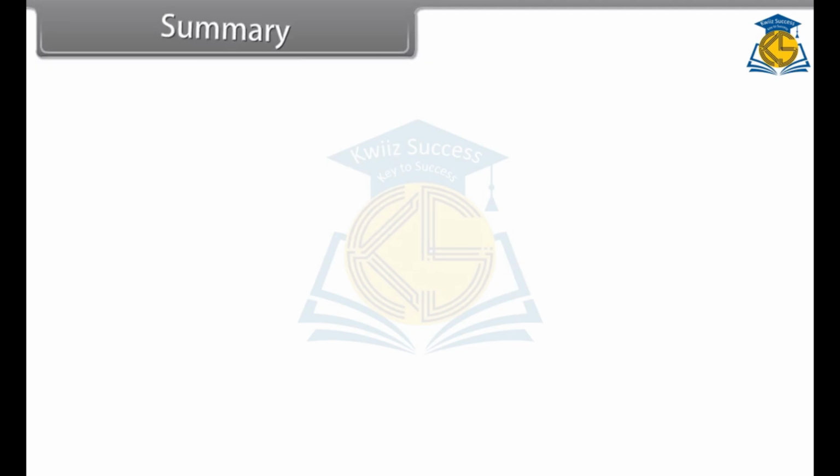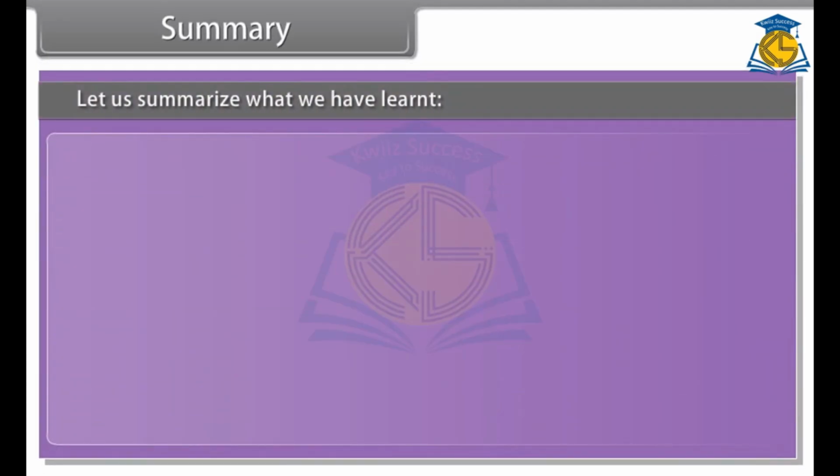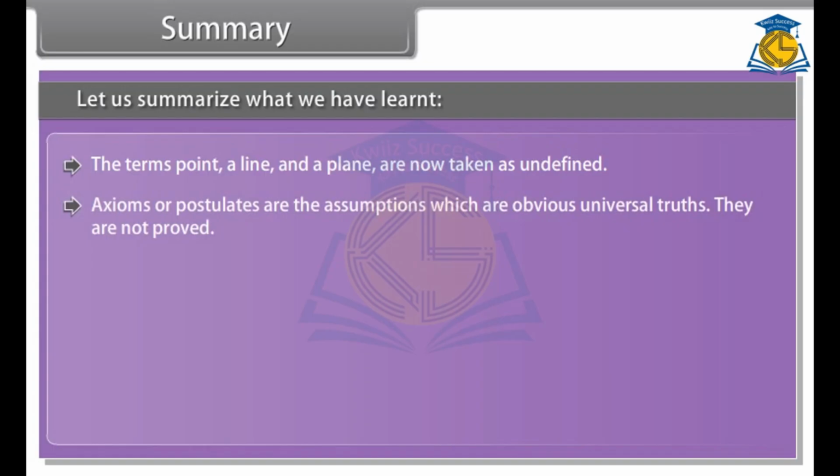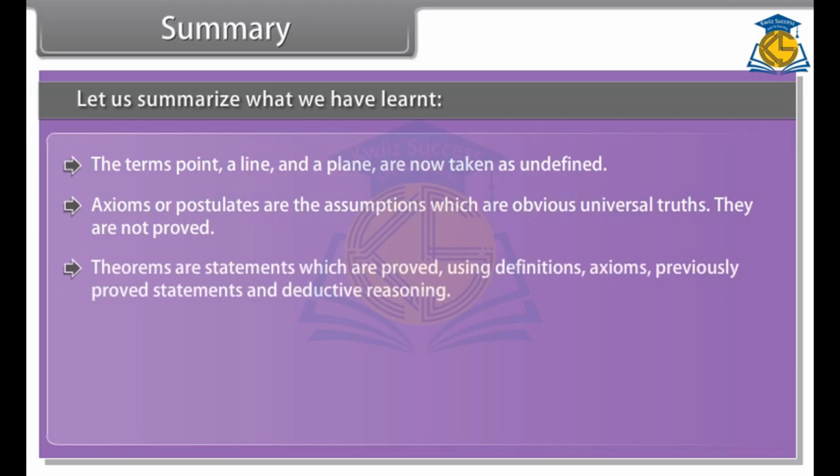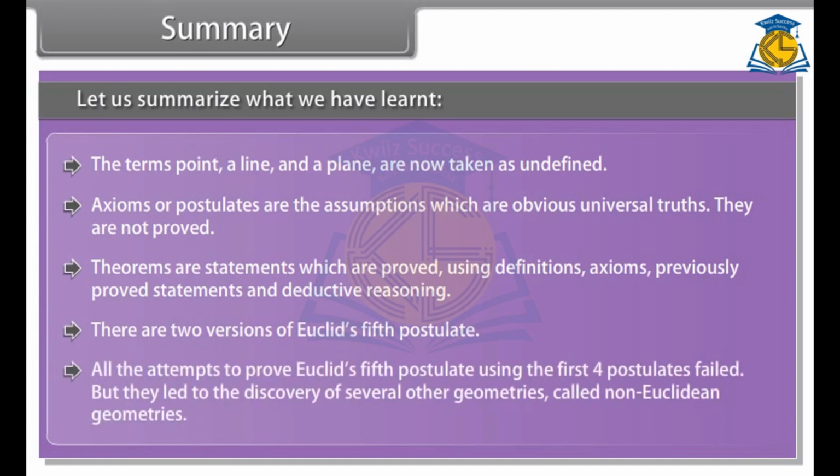Summary. Let us summarize what we have learned. The terms point, line, and plane are now taken as undefined. Axioms or postulates are the assumptions which are obvious universal truths. They are not proved. Theorems are statements which are proved using definitions, axioms, previously proved statements, and deductive reasoning. There are two versions of Euclid's fifth postulate. All the attempts to prove Euclid's fifth postulate using the first four postulates failed, but they led to the discovery of several other geometries called non-Euclidean geometry.